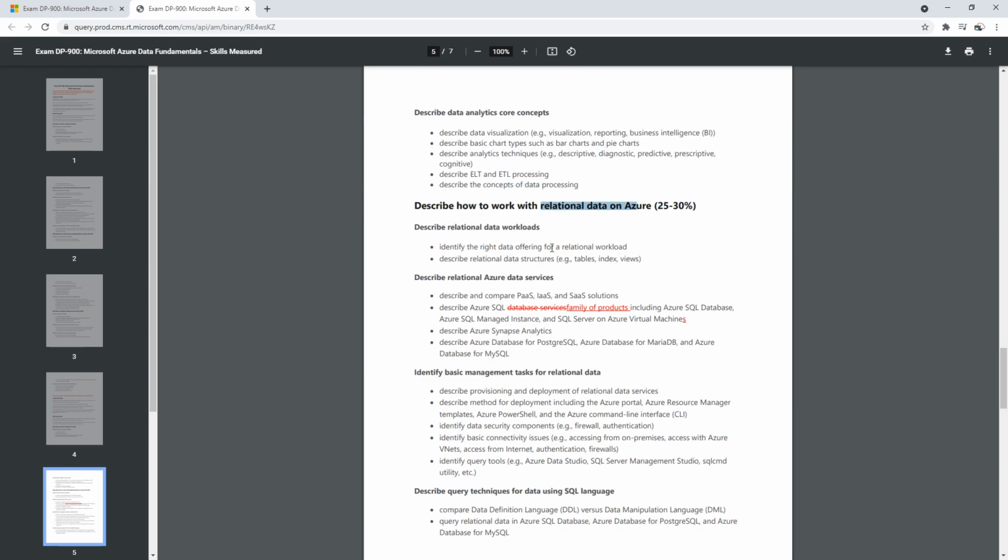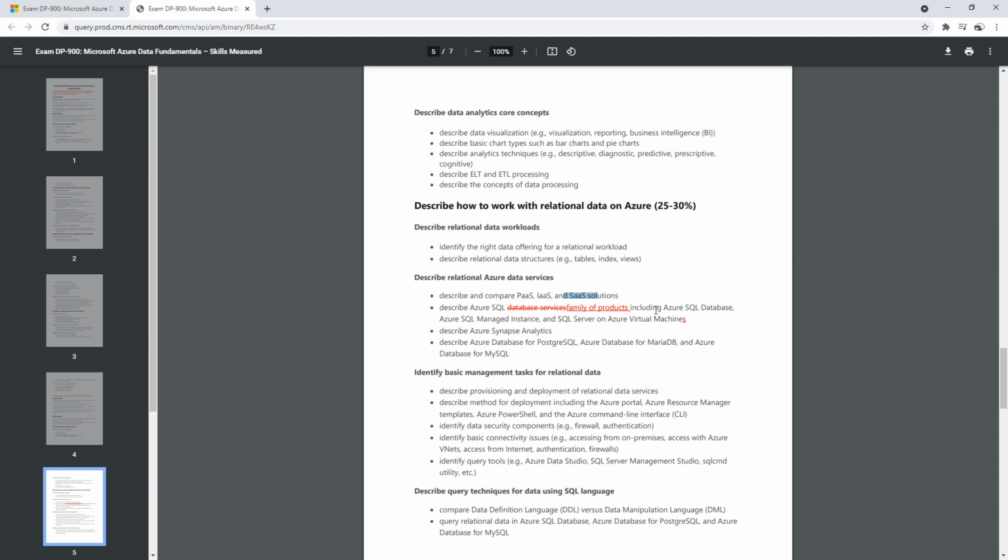So describe what a relational workload is. Describe the structures within a database. If you've ever worked with any kind of database, you already know them. Tables, indexes, views, columns, etc. We have describe relational data services. So they do PaaS, IaaS, and SaaS. They're specifically talking about that comparison, which you'll see in the AZ900, though I think they might have removed them as of recent, but they're specifically talking about the Azure SQL family.